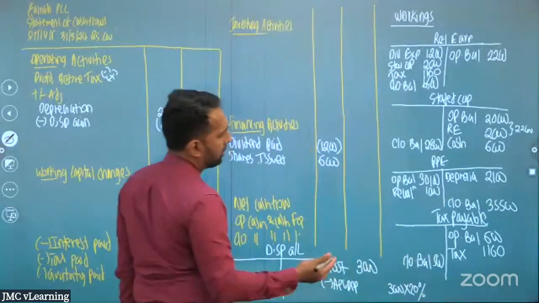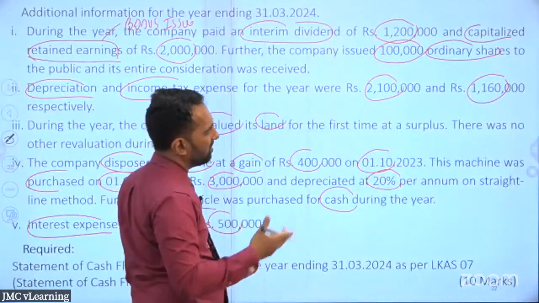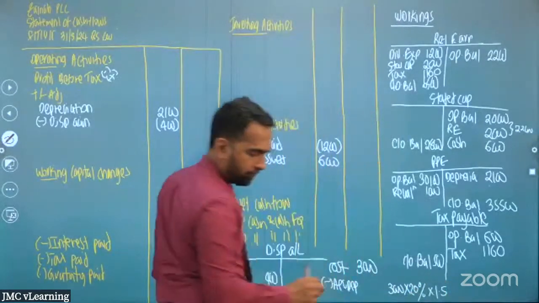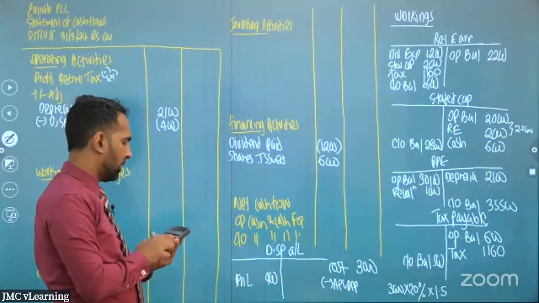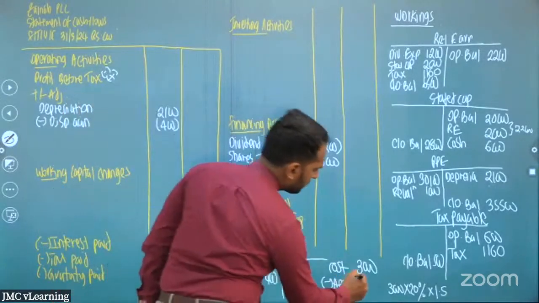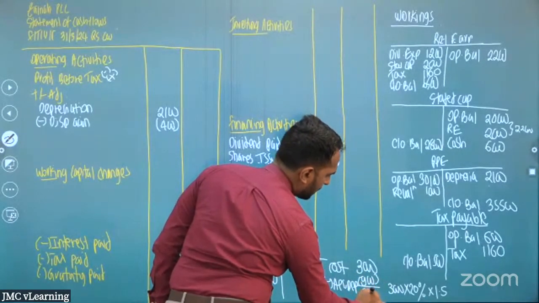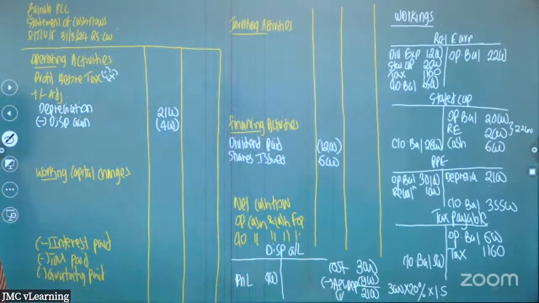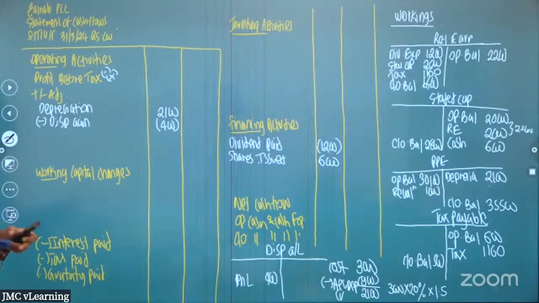So this 3,000 into 20%. How many years? 1st of April 2022 to 1st of October, 1 year, 6 months. So then multiplied by 1.5. 3,000 into 20% into 1.5 is 900. So the carrying value is 2,100. The disposed asset carrying value is 2,100.